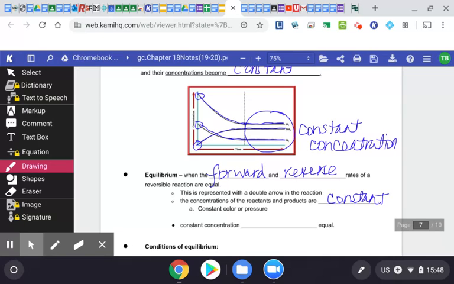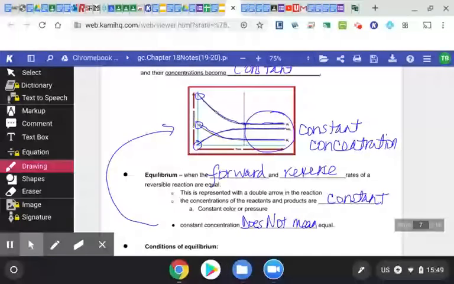Constant concentration does not mean equal. So when we look at this graph again, we see that these lines are not equal. If they were equal, they'd all be on top of each other and converge into the same line. We have constant concentration, but not equal concentration.